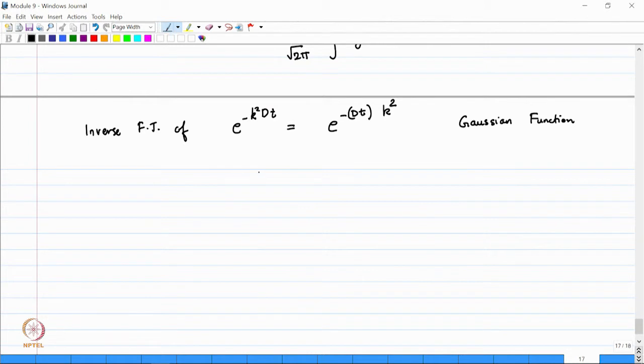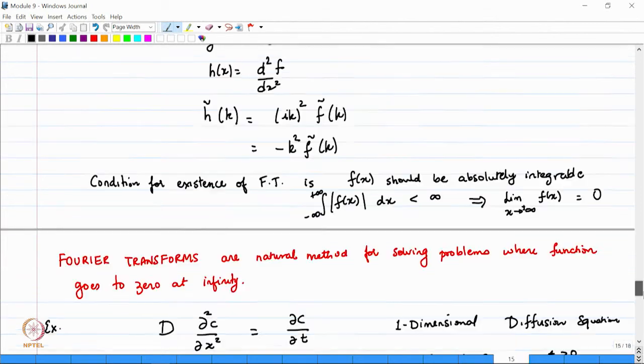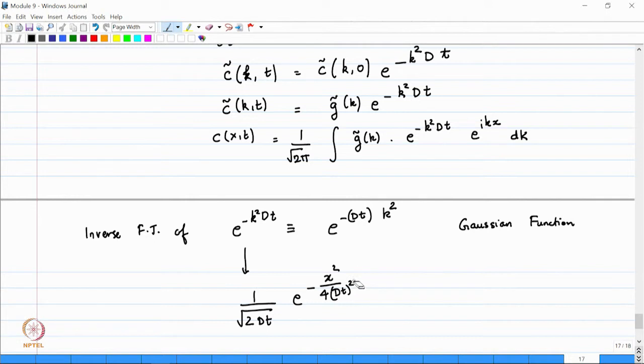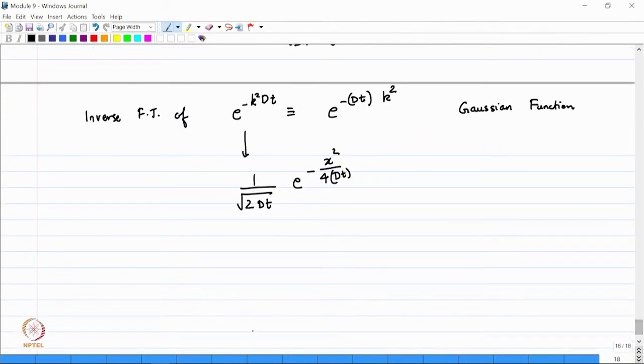So, this Fourier transform will be 1 over square root of 2 d t, times e to the minus x² by 4 d t. Okay. So, this is the Fourier transform of this, and now we can write c of x, t.